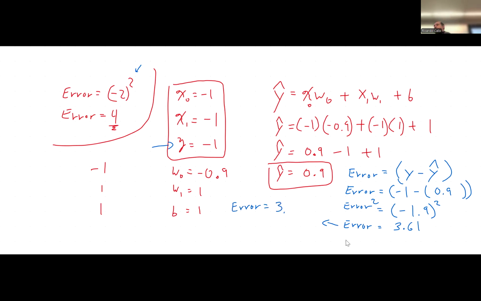So what do you conclude from that? Which set of weights is better? This set of weights or the previous set of weights? And why? Yeah, please. This one is better. This set of weights. Why? Lower error. Do you see that?